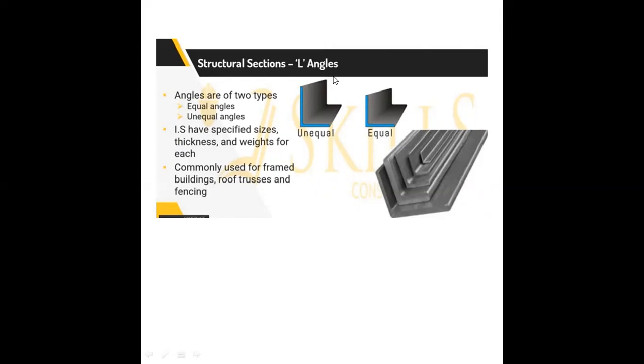L angles are of two types: equal angles and unequal angles. They have specified size, thickness, and weight for each, and are commonly used for framed buildings, trusses, and fencing. This type of steel is commonly used for buildings, construction, roof trusses and fencing.